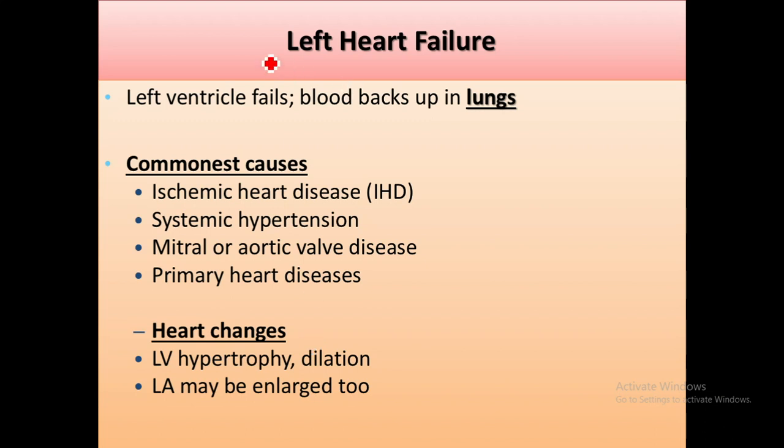So first let us take left heart failure. If the left ventricle fails, blood backs up in the lung. The commonest causes include ischemic heart disease, systemic hypertension causing pressure overload, mitral or aortic valve diseases causing pressure or volume overload, or certain primary heart diseases like cardiomyopathy. So ultimately, what are the changes that occur in the heart? The left ventricle will undergo hypertrophy and or dilation, which ultimately leads to left atrial dilation and hypertrophy.